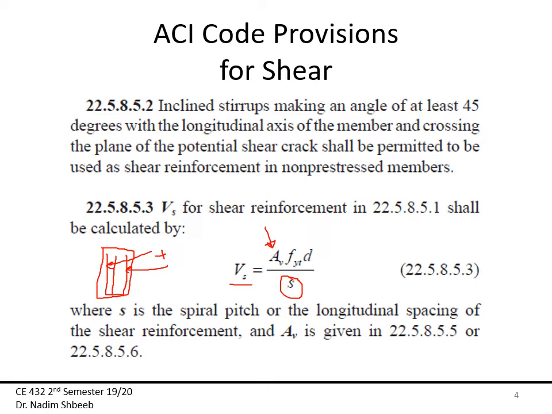Fy is the yield strength of steel. So if it's grade 60, it's going to be 420. If it's grade 40, it's going to be 280. d is the effective depth as usual. So the only unknown to me is going to be s. Now again, s for a spiral is usually the pitch, as I said.